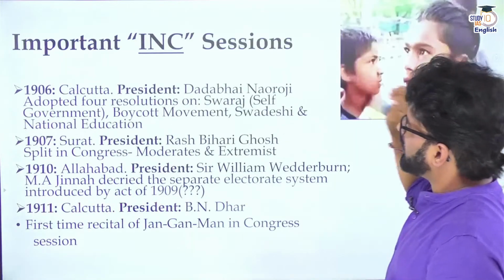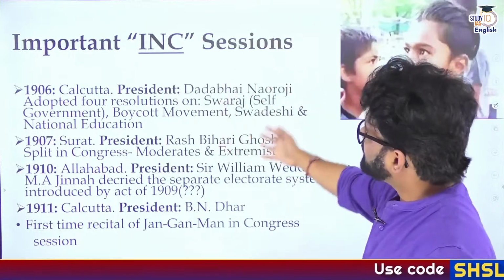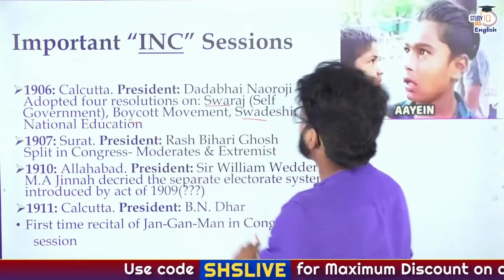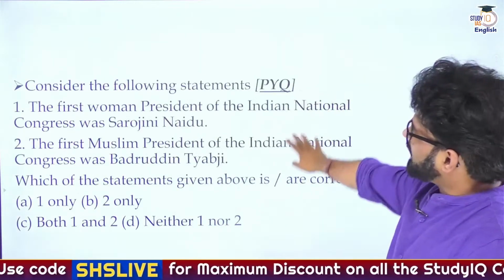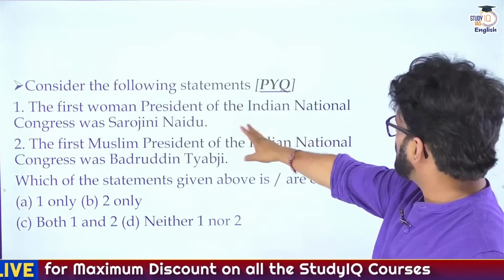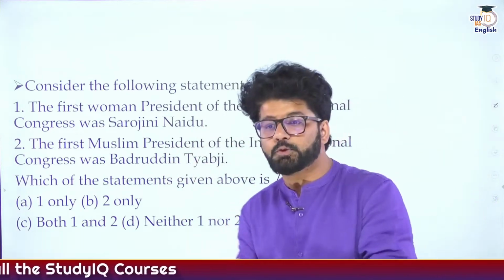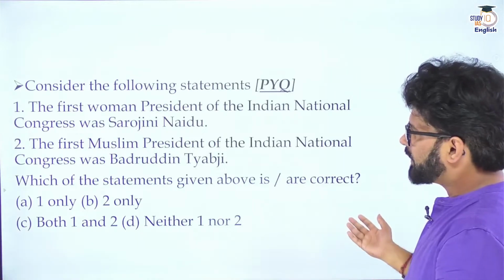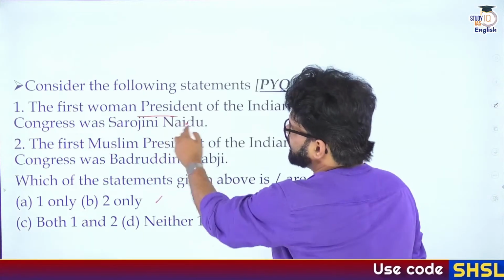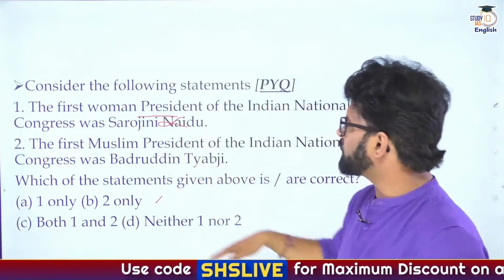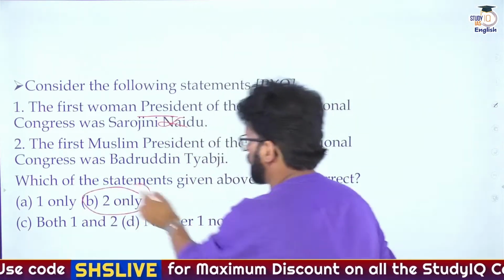Let's go to another question, and this was the slide which we have seen, 1906, 4 resolutions: Swaraj, boycott, Swadeshi and national education. Then second question: first woman president of INC, Sarojini Naidu; first Muslim president, Badruddin Tyabji. Pause me before I tell you the answer. The answer is B, 2 only. First woman president was not Sarojini Naidu, it was Annie Besant. First Indian woman president was Sarojini Naidu. So the answer is 2 only.